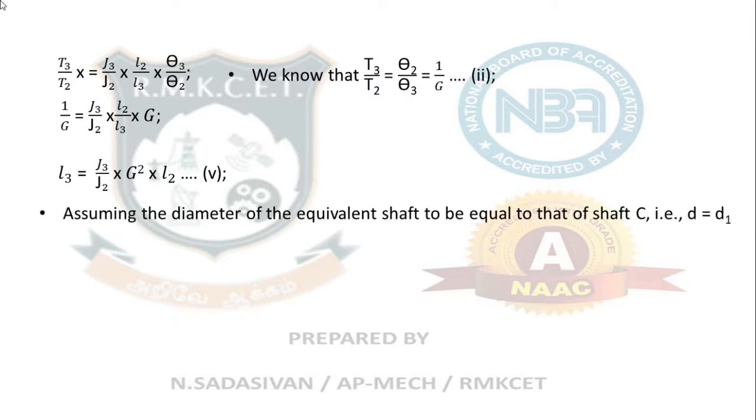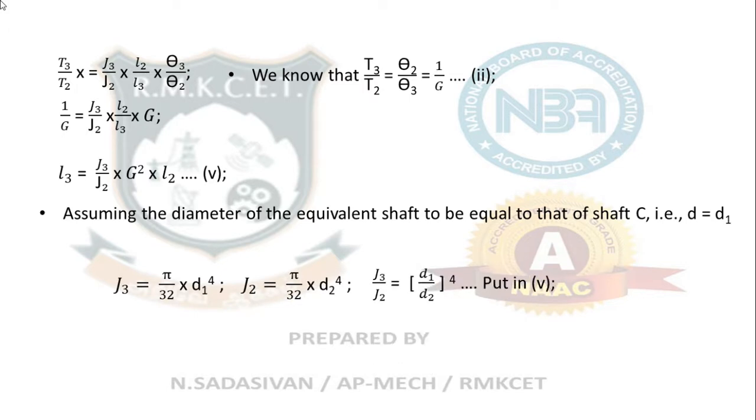Assuming that the diameter of the equivalent shaft is the initial diameter, I mean the left side diameter of the driving portion shaft, the ratio of moments of inertia is very obvious. Put J3 by J2, and pi by 32 will get cancelled. We get d1 by d2 whole power 4. Replace it, and L3 equals G square L2 into d1 by d2 whole power 4. That is the final expression we are going to use in the problems: G square into L2 into d1 by d2 whole power 4.